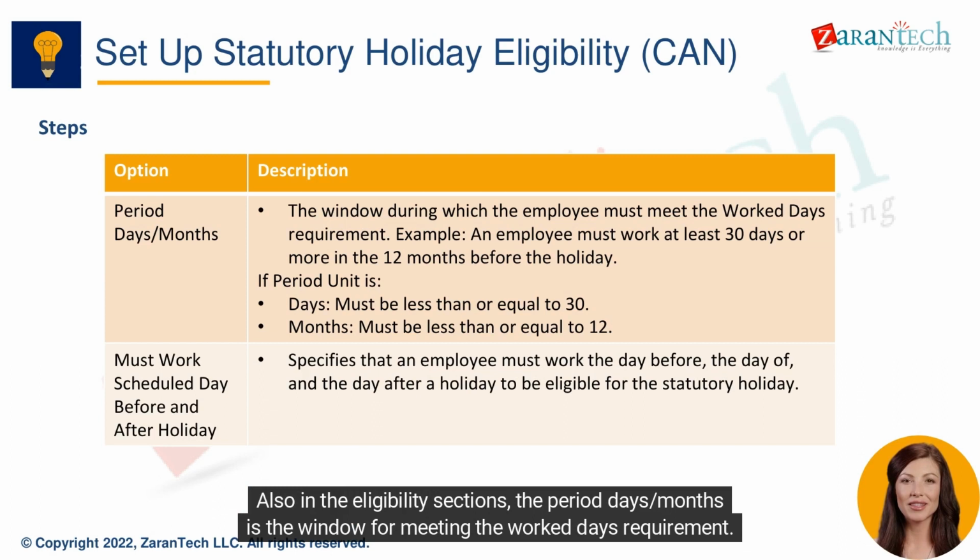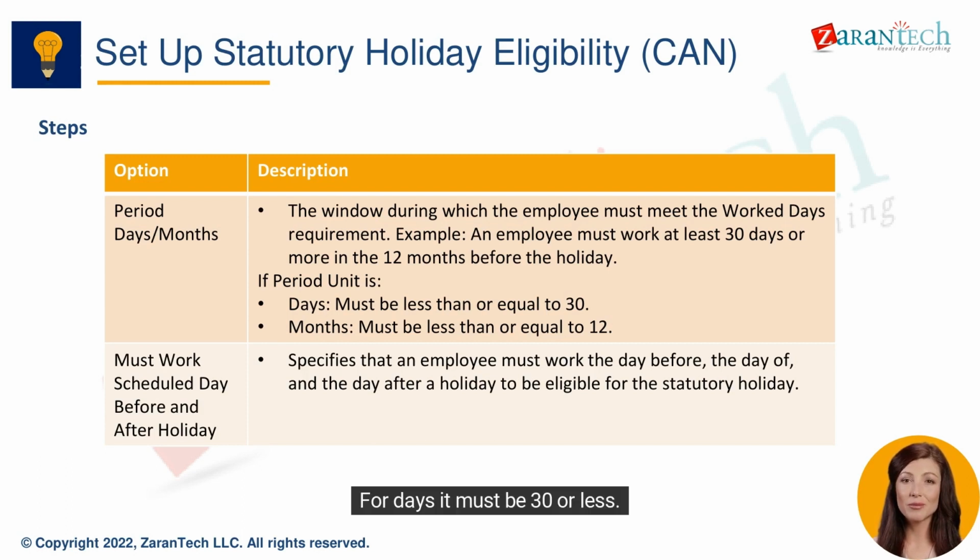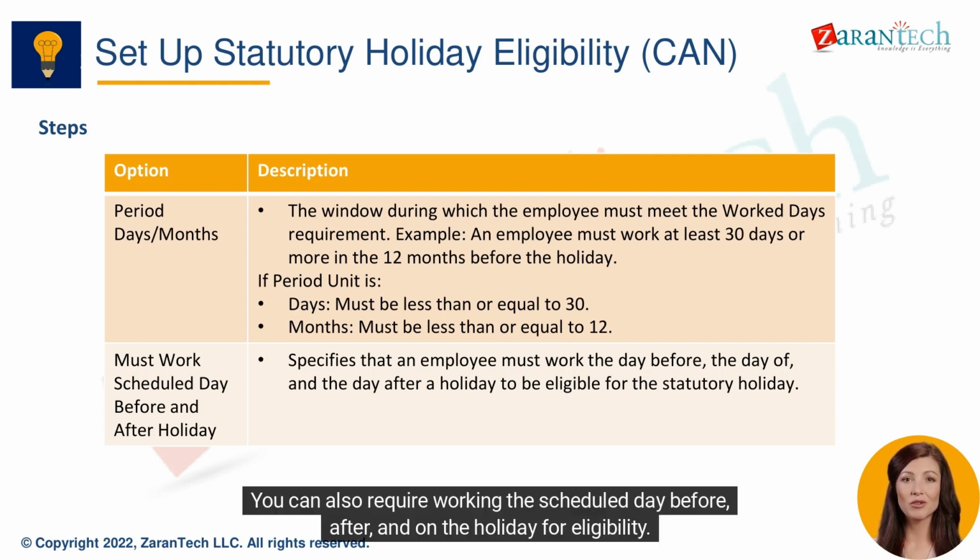Also in the eligibility sections, the period days/months is the window for meeting the work days requirement. For days it must be 30 or less. For months it must be 12 or less. You can also require working the scheduled day before, after, and on the holiday for eligibility.